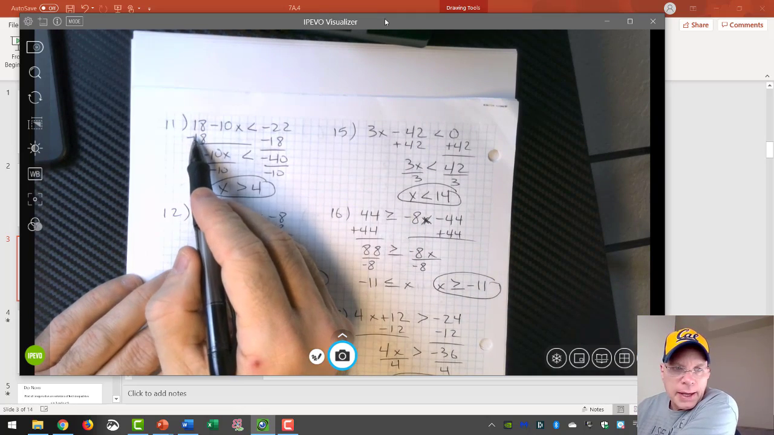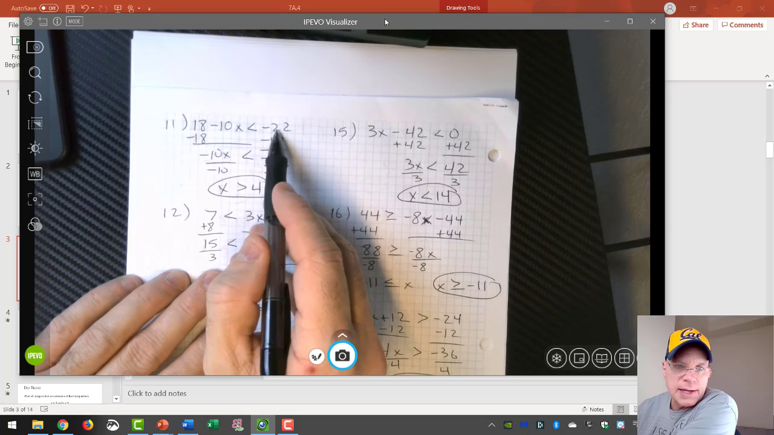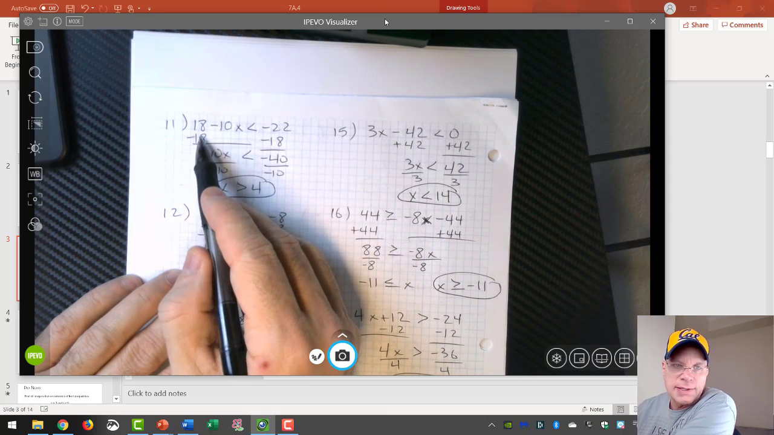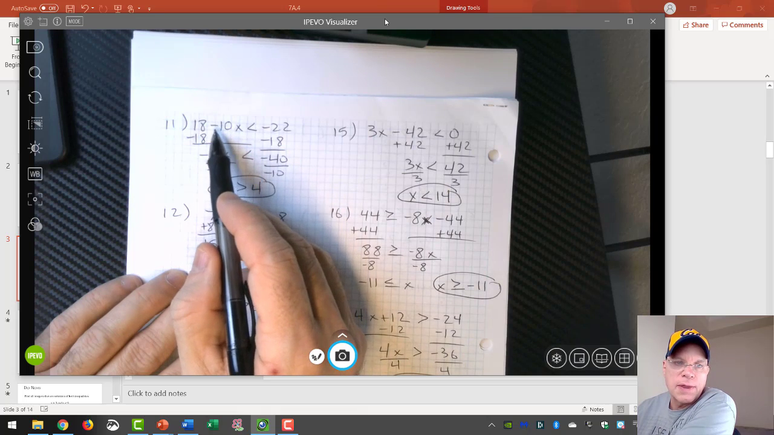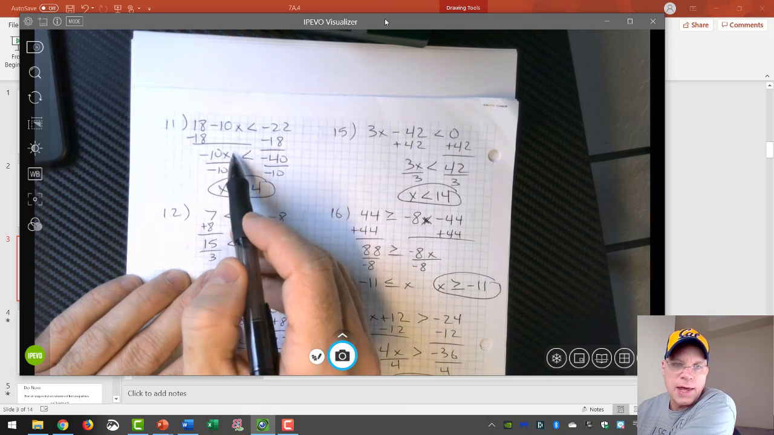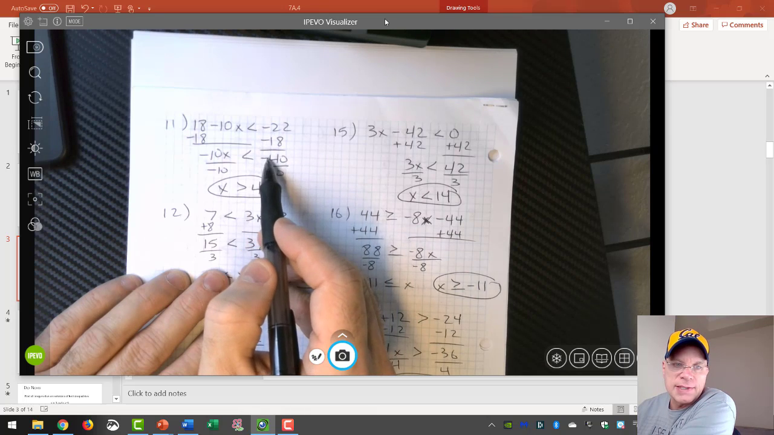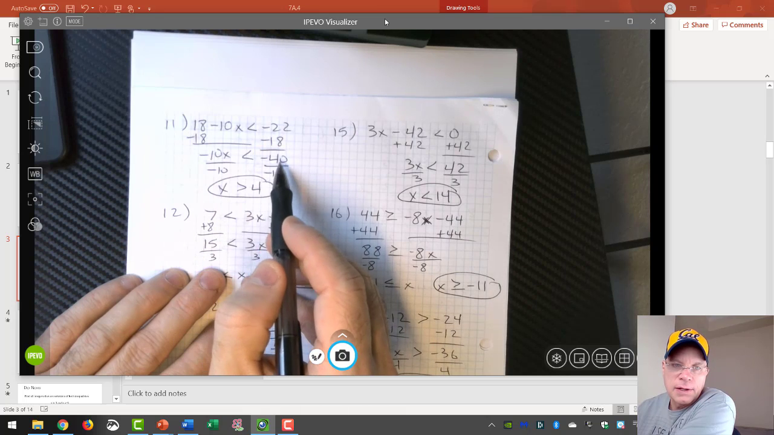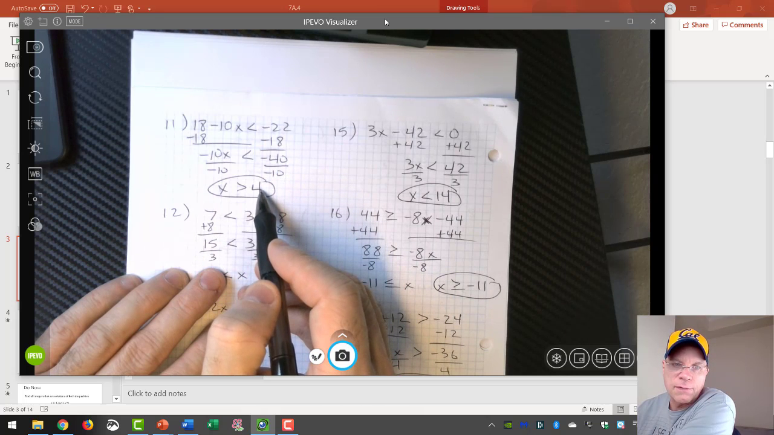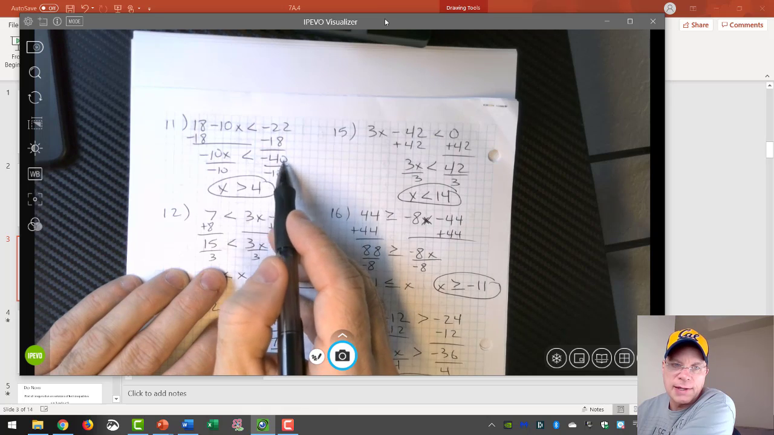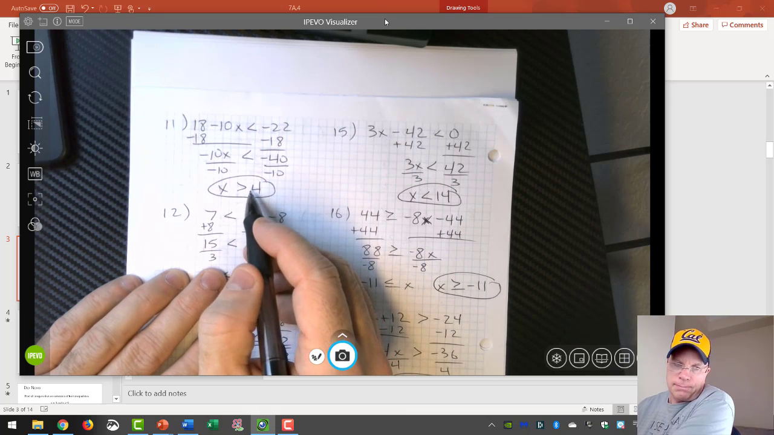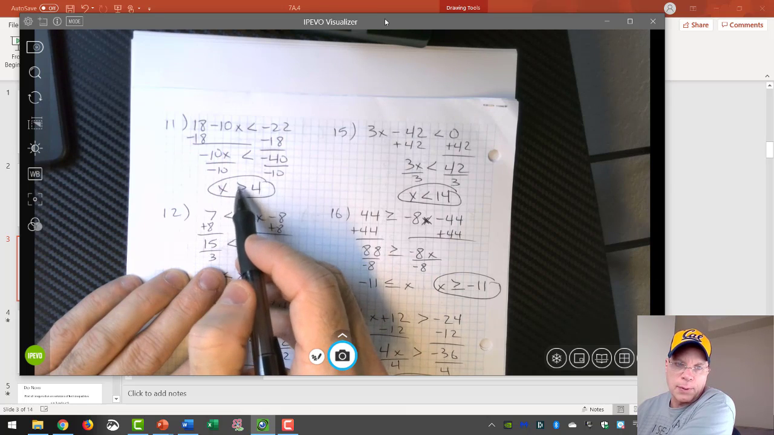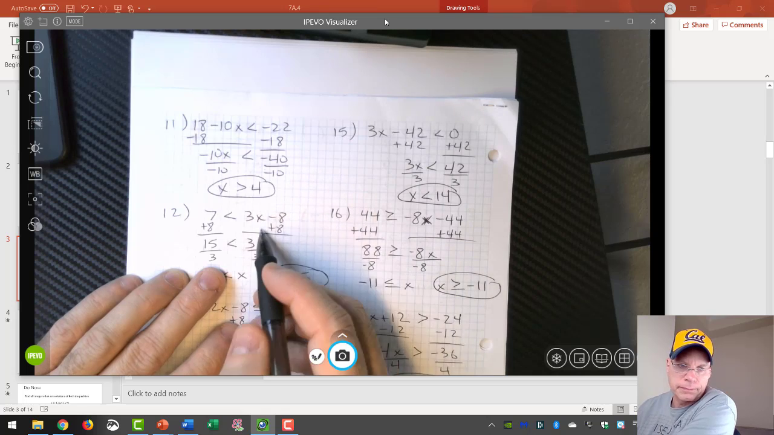Number 11, 18 minus 10x is less than negative 22. Focus on the variable side, subtract 18 to remove the constant term. Remember that you still have negative 10x once you do that. And negative 22 minus 18 is negative 40. When we divide both sides by negative 10, negative 40 divided by negative 10 is 4, because there are 4 negative 10s in negative 40. On the right side, we get 1x, which is x, and we need to reverse that inequality symbol because we just divided by a negative.